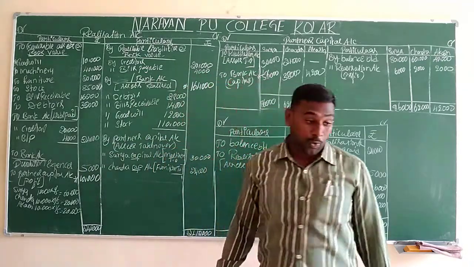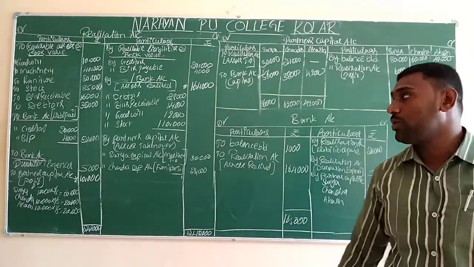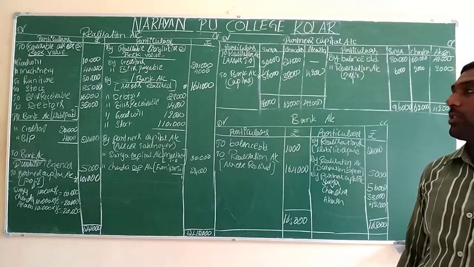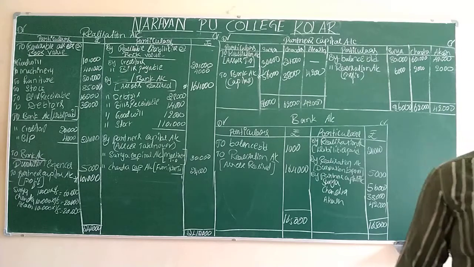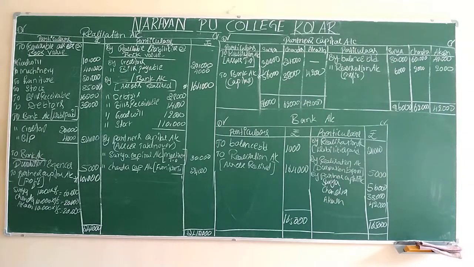This is the exact procedure while preparing the accounts for dissolution of a partnership firm. That is realization account, partners capital account and bank account. So this is the solution. Everyone must see this one. Later on we will move to the remaining concepts with new adjustments.